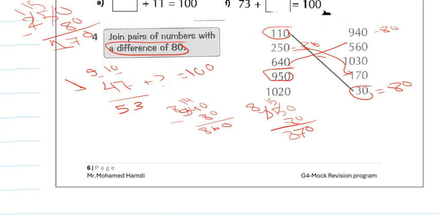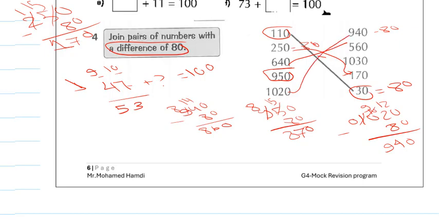1020 minus 80. Let's check. 0 minus 0 is 0. 2 minus 8 can't be. Take 1 from 0, can't be. Take 1 from 1, it will be 0. And this 0 will be first 10, and after that 9. This 2 will be 12. 12 minus 8 gives me 4. 9 minus 0 is 9. So this number 1020, if you subtract 80, gives you 940.